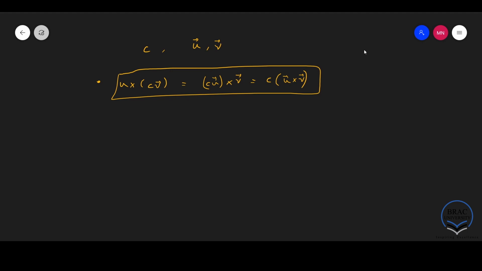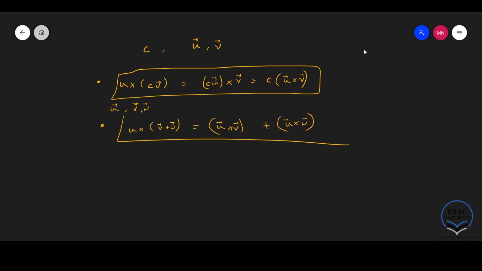And also, I can show that the cross product is distributive over vector addition. So if I have 3 vectors u, v, and w, then I can show that u cross the sum of 2 vectors v and w is also equal to u cross v plus u cross w. As you can see, this follows the distributive property. The cross product is distributive over vector addition.